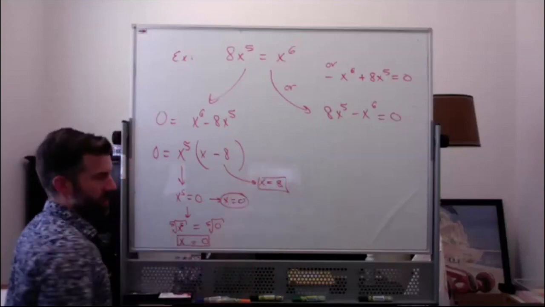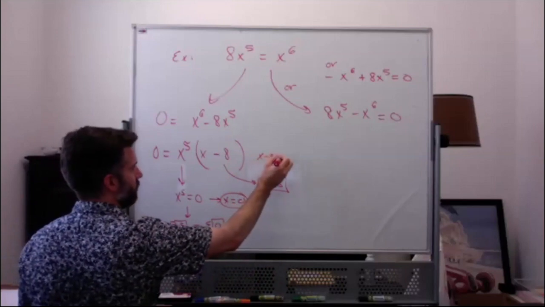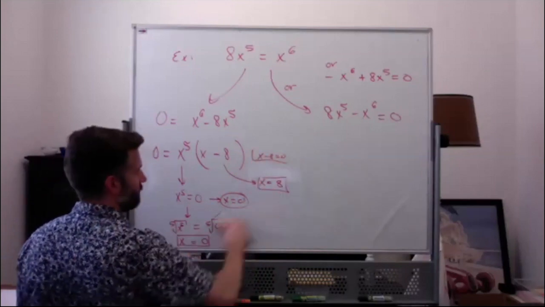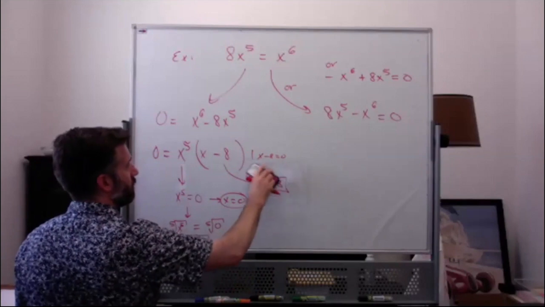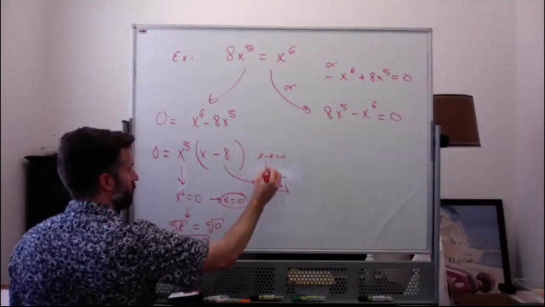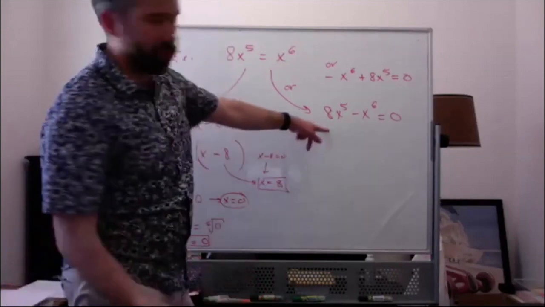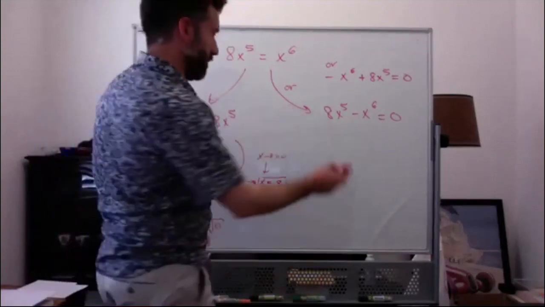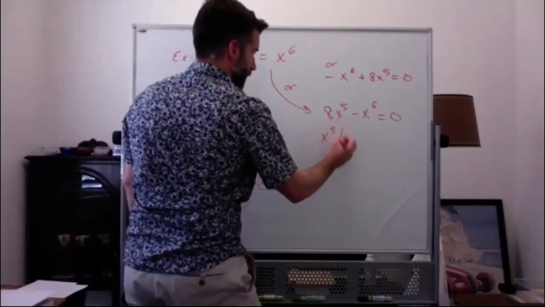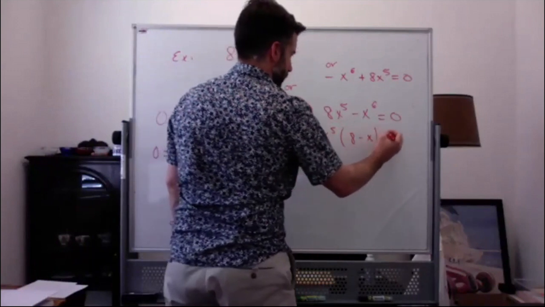Yeah, and that's because we're setting x minus 8 equal to 0. Or you could work it here, right? From here, you could do the same thing. You could factor out x to the fifth. You're left with 8 minus x equal to 0.